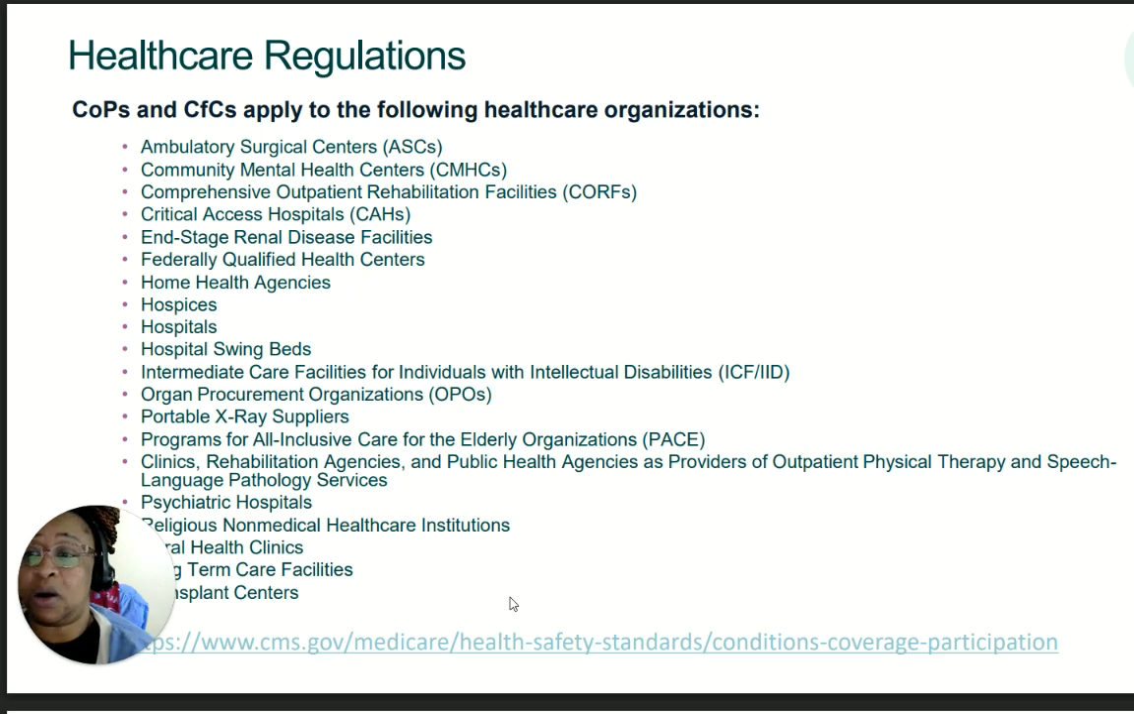The following healthcare organizations that are part of the healthcare regulations are ambulatory surgery centers, community mental health centers, comprehensive outpatient rehabilitation facilities, critical access hospitals, end-stage renal disease facilities, federally qualified health centers, all the way to transplant centers. And in order to find these particular healthcare organizations under the healthcare regulations, you can follow the link below to CMS.gov.